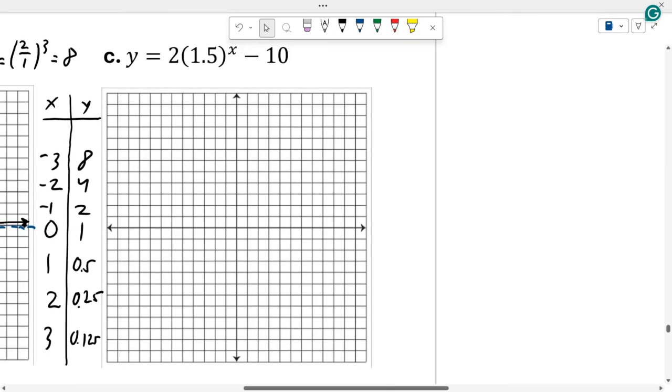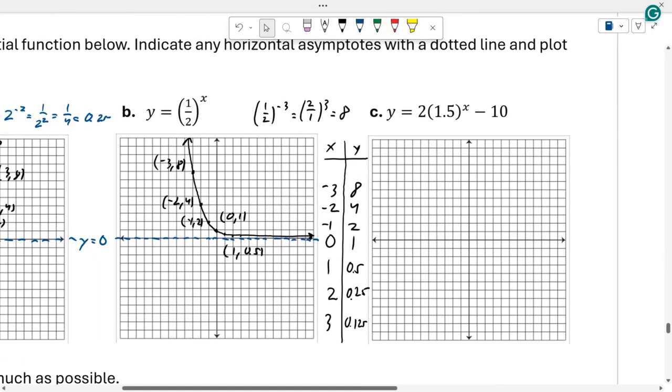Okay, so C. Same directions. We have an exponential function. We want to graph it. So for this graph, we again have a, and sorry, one more thing about B.